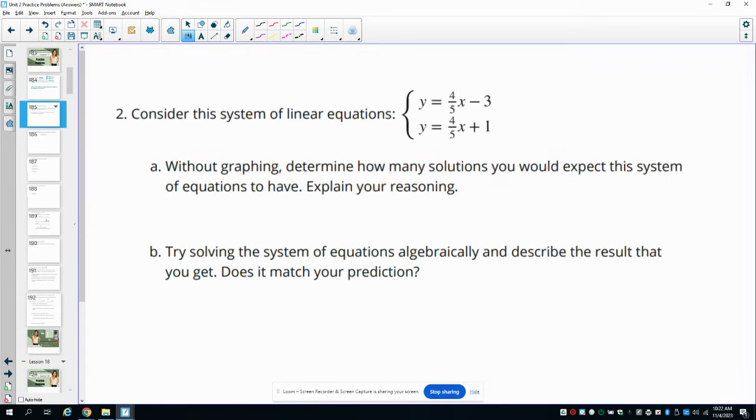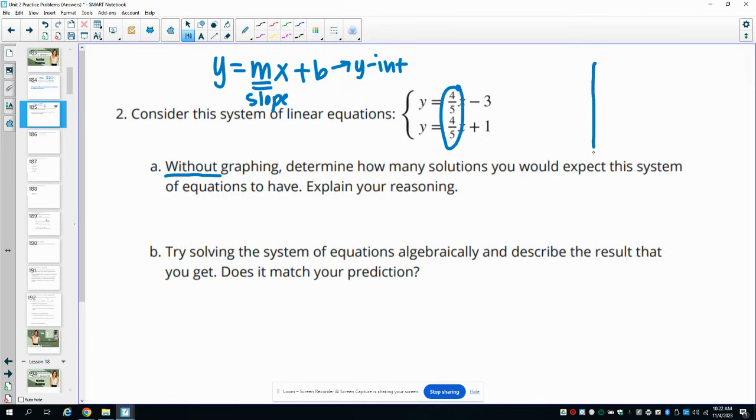Number two, consider this system of equations without graphing. Determine how many solutions you would expect this system of equations to have. So now when we look at this, we see these ones are in slope-intercept form, right? So they're solved for y, and then we have the mx plus b. So this is your slope, and the b is your y-intercept or your starting point, right? So these two have the same slope, and they start at different points, okay?